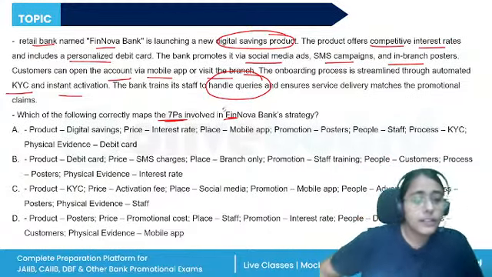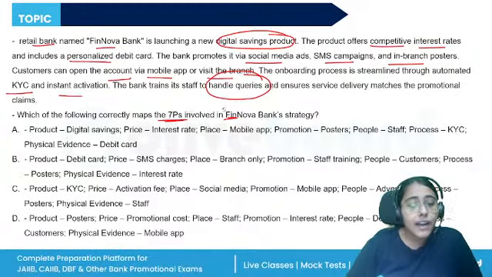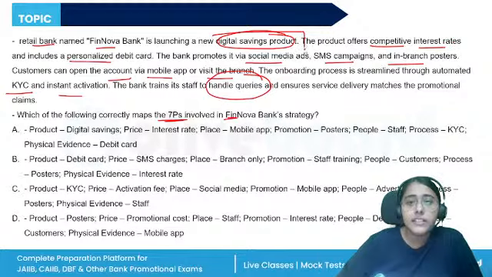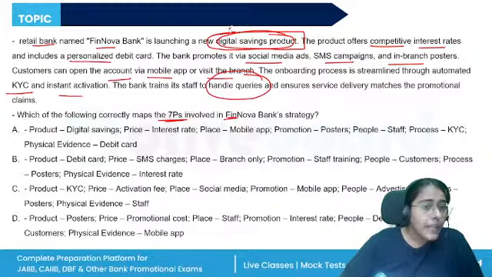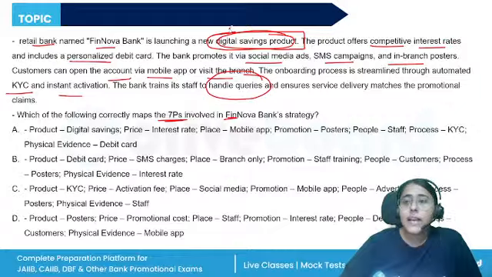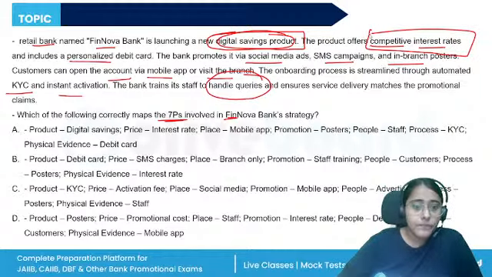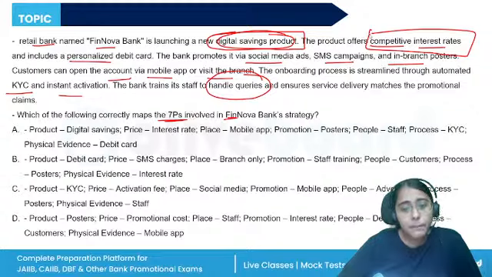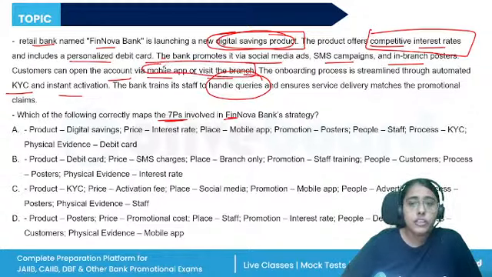What is the product? Is the product digital saving, debit card, KYC, or posters? So the product is the digital saving account. What is the price? Price is the competitive interest rate being offered, right? What is the place? It is offering the product through mobile app or by branch, both is offering, right? So mobile app or visit the branch.